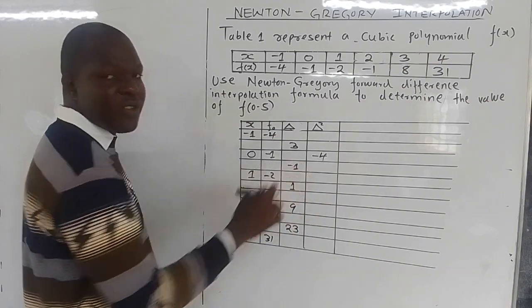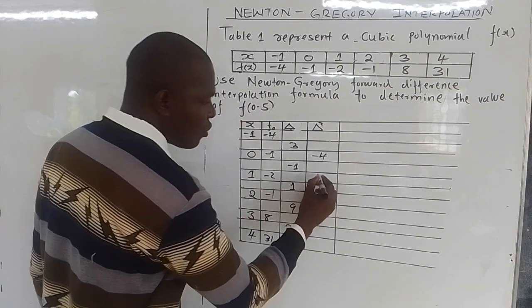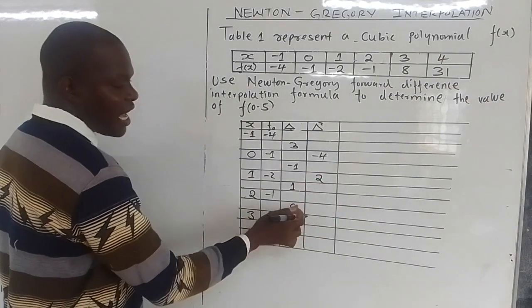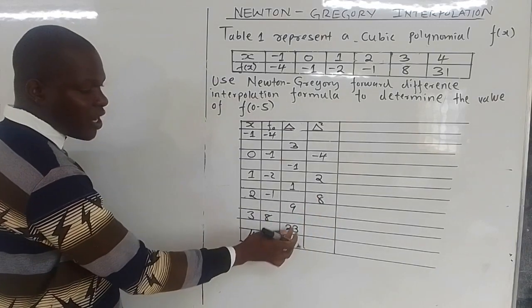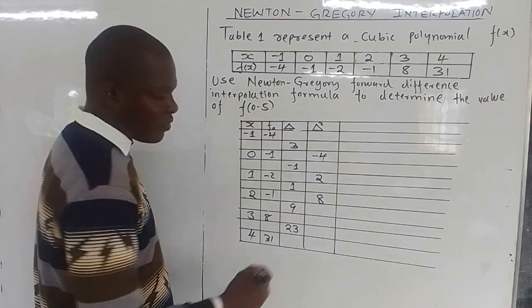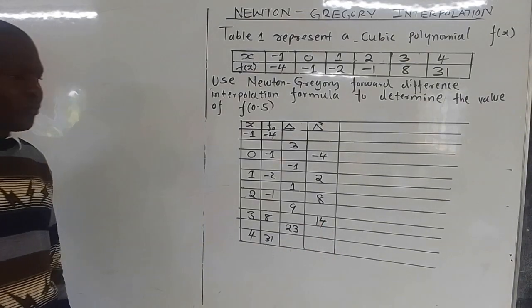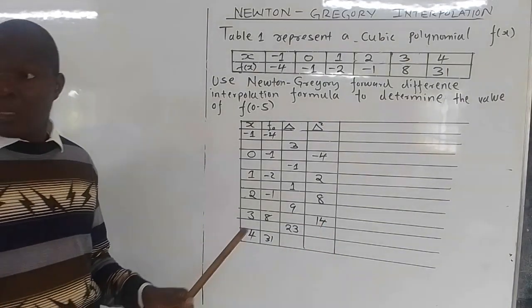1 minus negative 1, I mean. You have 2. Good. Then here, the difference is here. 9 minus 1, 8. The next difference is here. 23 minus 9, 14. Are we together?